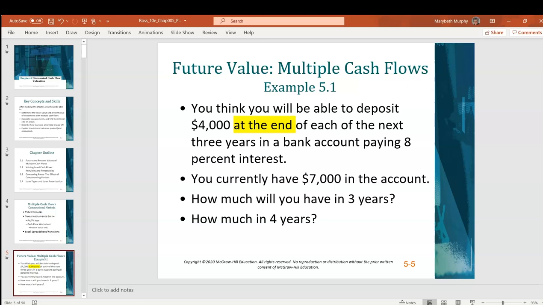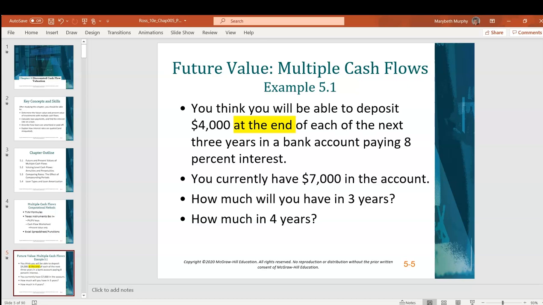Okay, so let's try and picture what's going on here. At the end of the first year, we're going to put $4,000 in. At the end of the second year, we're going to put $4,000 in. At the end of the third year, you're going to put $4,000 in. And what they're asking is, at the end of the third year, when you put that $4,000 in, how much will you have in the account? And you currently have $7,000 in the account.